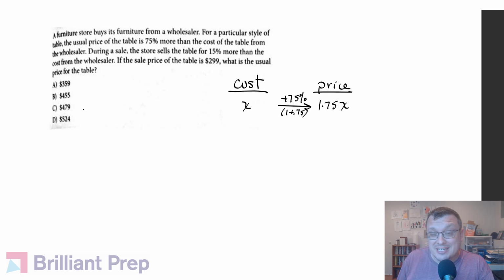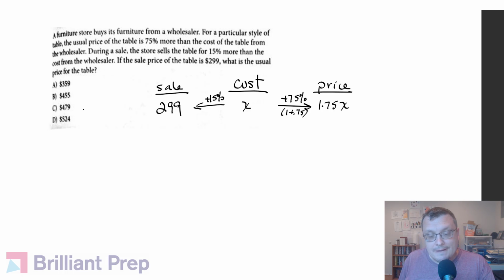Now, we also know during a sale, the store sells a table for 15% more than the cost. So for the sale, we're going to take our cost and increase it by 15%. And we know that leaves us with a price of $299. And so now we want to find the usual price. We're going to need to essentially work backwards, starting from the sale price, figure out what's the cost, and once we have the cost, we can figure out the usual price.